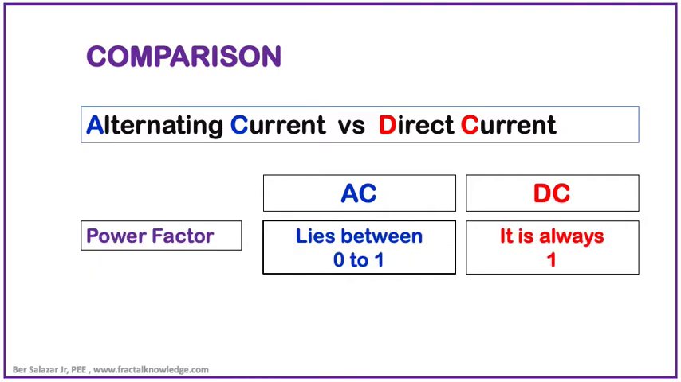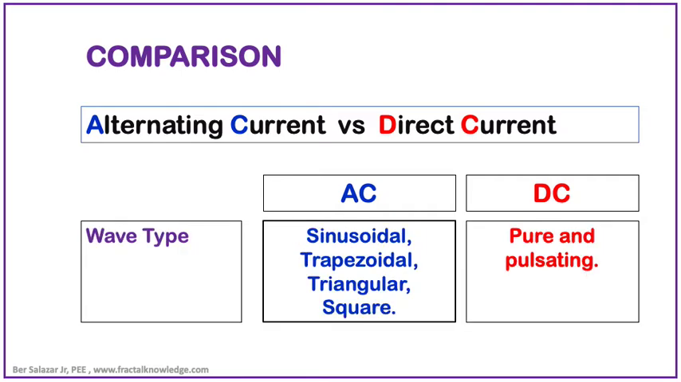In terms of power factor, in alternating current, the power factor lies between 0 to 1, while in DC, it is always 1. In terms of wave type, in alternating current, we have what we call sinusoidal wave, or sine wave, or square wave, or triangular, or trapezoidal, while in DC, it is pure line and pulsating.